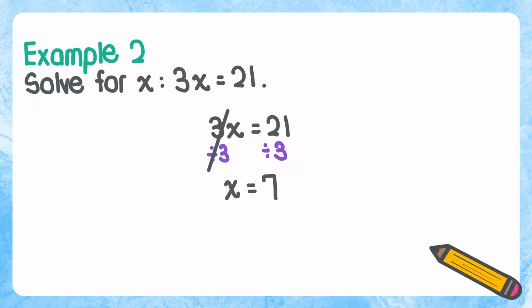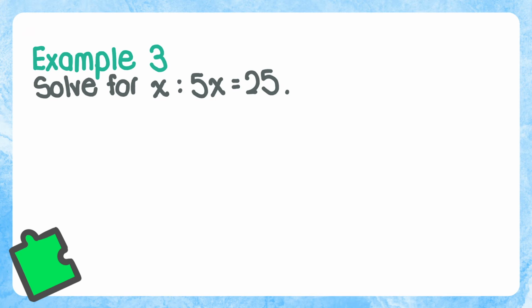So x equals 7. And again, there is that invisible 1 in front of the x, because 3 divided by 3 equals 1, but technically it's there, but we don't really have to write it. So our answer is x equals 7. Our next example is on Edpuzzle. So solve for x if 5x equals 25.